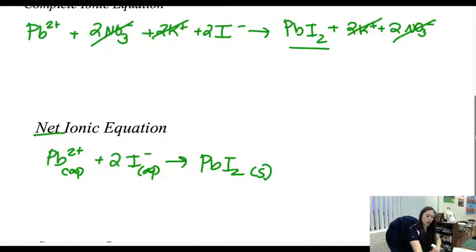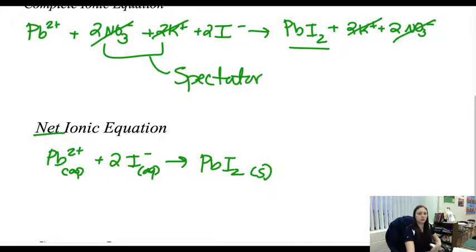So these things that we all cross out here, remember we talked about this last year, we call those spectator ions because really they are just spectating, they're just watching, they're not actually participating in the reaction. They play no direct role in what's going on in this reaction. I could have had sodium there and it wouldn't have made a difference. So those are spectator ions. All right, go ahead now and try the next two.